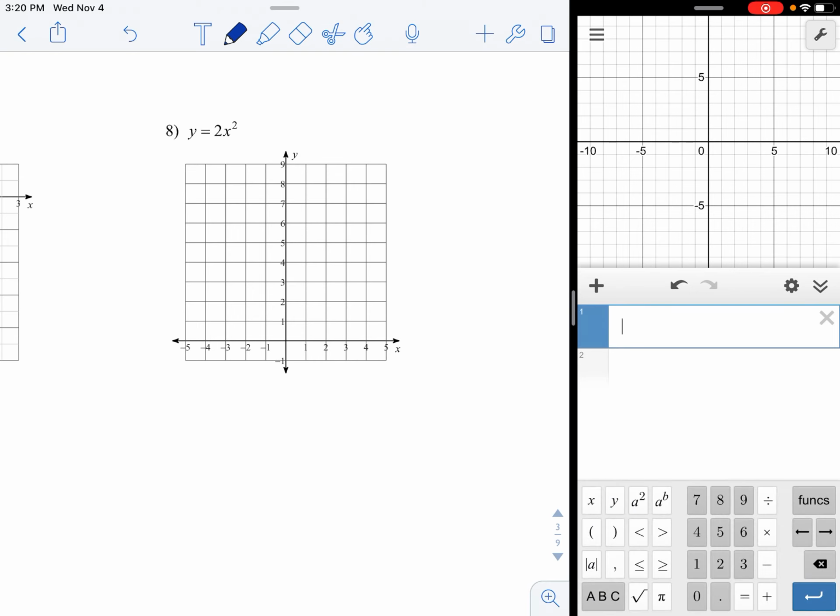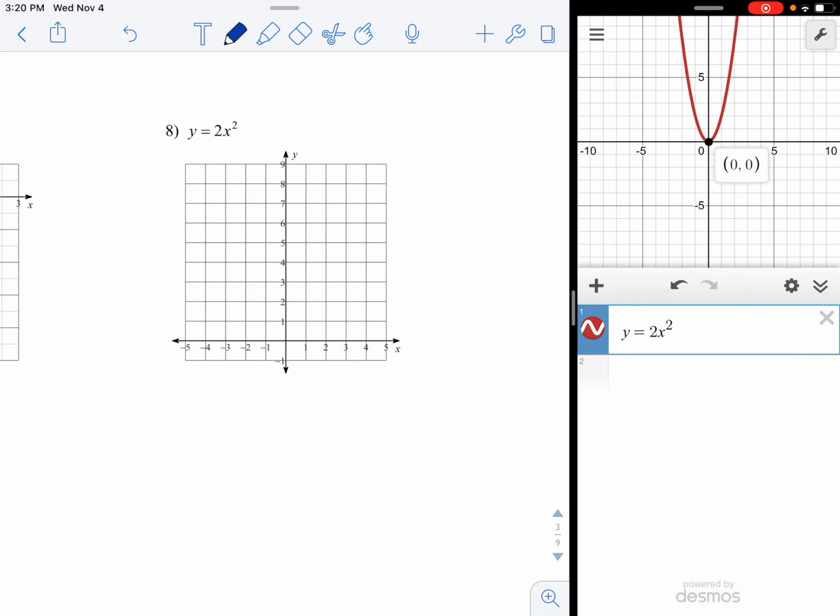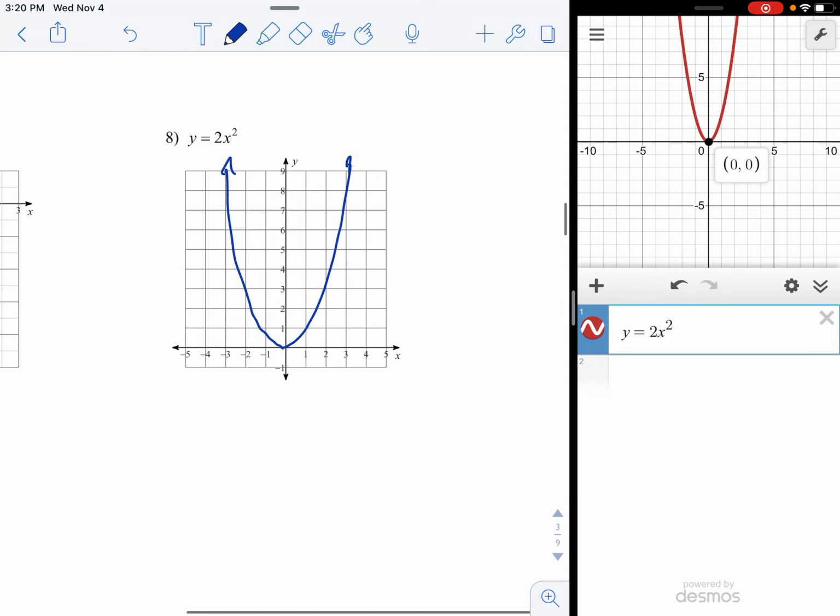All right, number 8. Y equals 2x squared. So my graph looks like this. Not perfect, but it's okay. Do your best to make a decent graph. Where are the x-intercepts? Well, this time there's only one, x equals 0. And that's okay. You can have just one x-intercept. Totally acceptable.